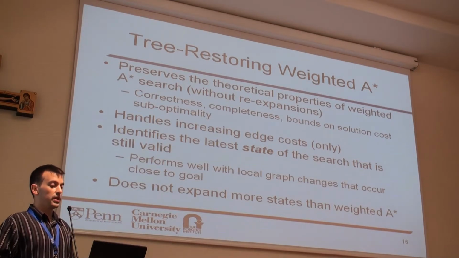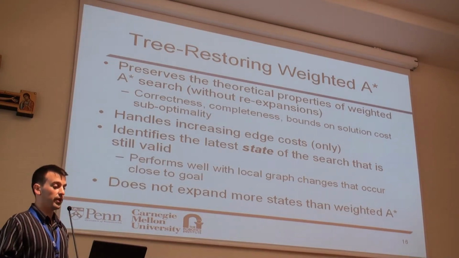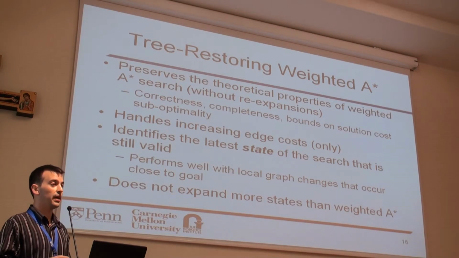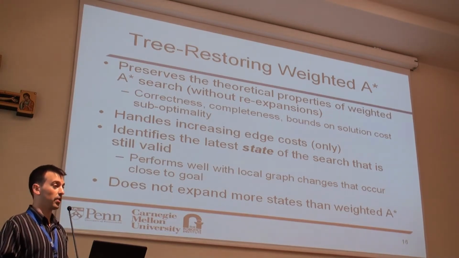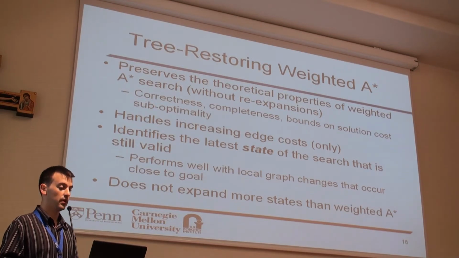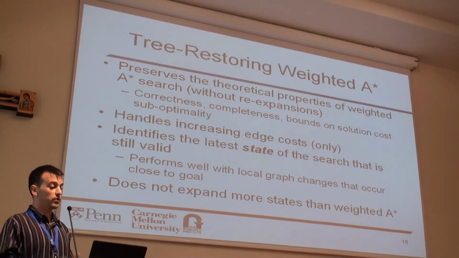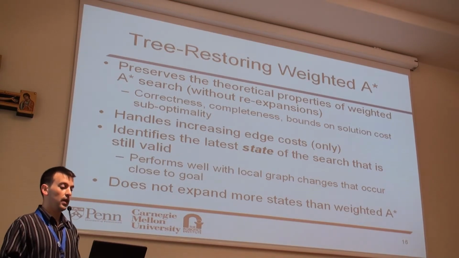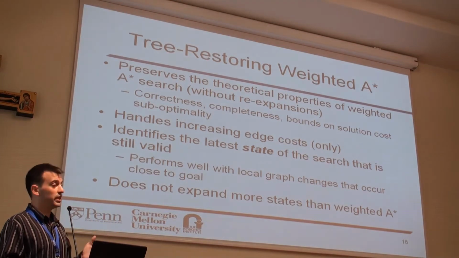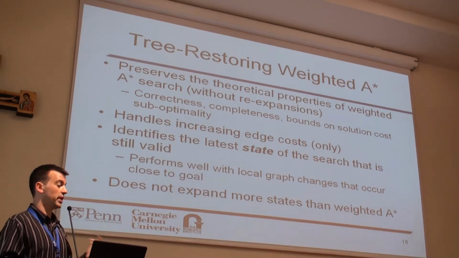Okay, so what are the theoretical properties of tree restoring weighted A star? Well, it behaves just like weighted A star. You preserve the same theoretical properties of weighted A star algorithms: correctness, completeness, bounded solution cost, and optimality, all that applies. It handles only increasing edge costs because we're not recomputing the heuristic.